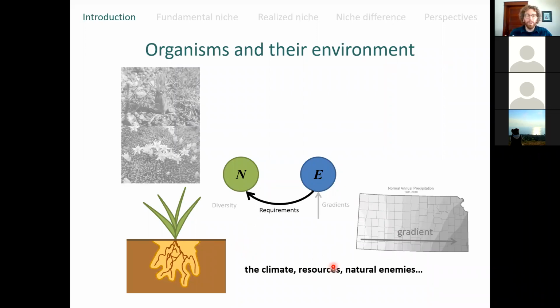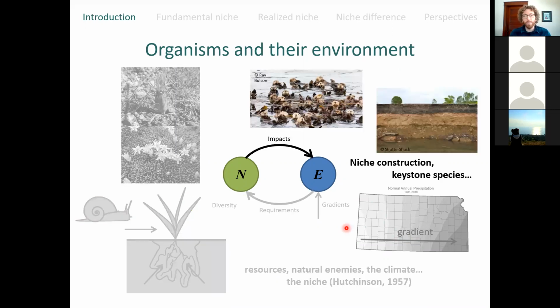They have to be able to find resources and avoid natural enemies. And if you can quantify all these aspects and measure them, for example, with experiments in the lab, you could reconstruct this hypervolume of environmental factors that we call the niche. But often we forget that the relationship also works the other way. Organisms, by their activity and through their populations, do modify the environment they live in.